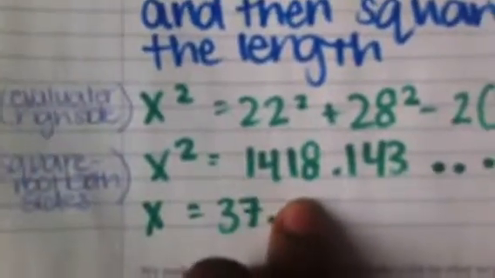The next step is x squared equals 1,418.143... because that's what's next. For this part, all you do is you square root both sides, and the answer to x will be 37.7.